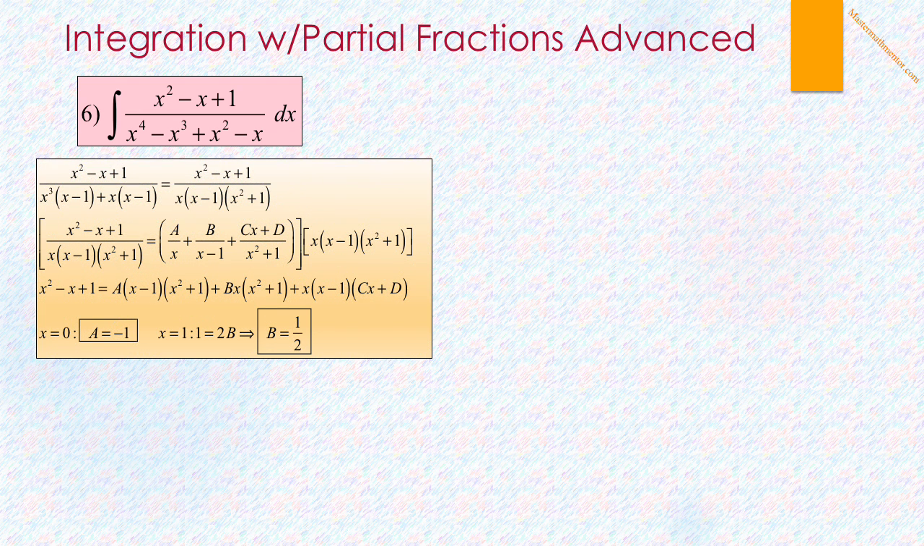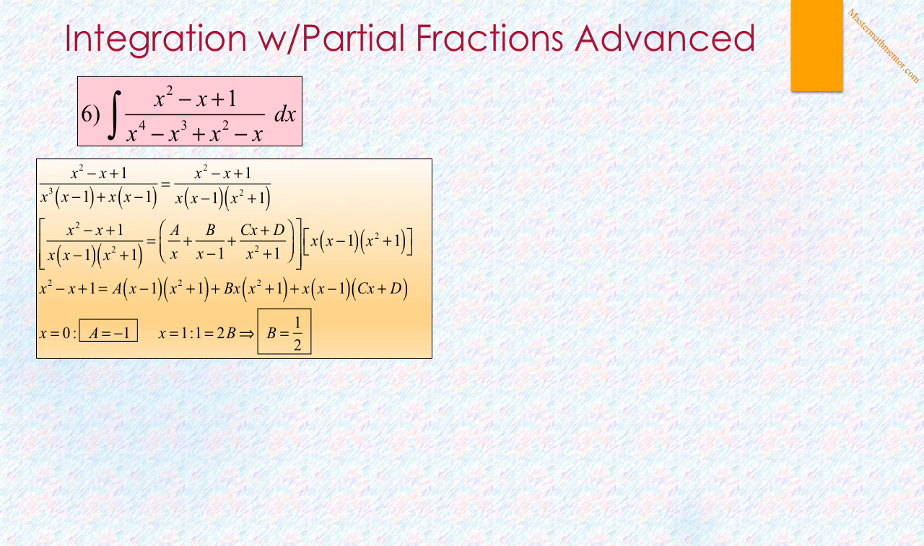We start by factoring the denominator and writing it as x cubed (x minus 1) plus x(x minus 1). And we can now factor out an x minus 1, so our expression is x squared minus x plus 1 over x(x minus 1)(x squared plus 1). We take this expression and write this as a over x plus b over x minus 1 plus (cx plus d) over x squared plus 1 as our partial fractions.